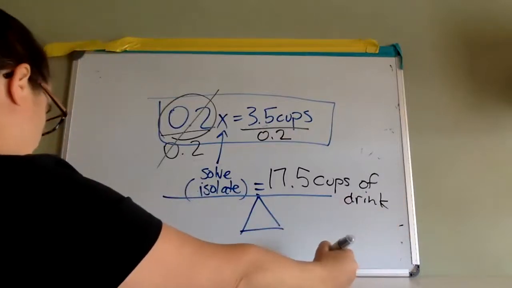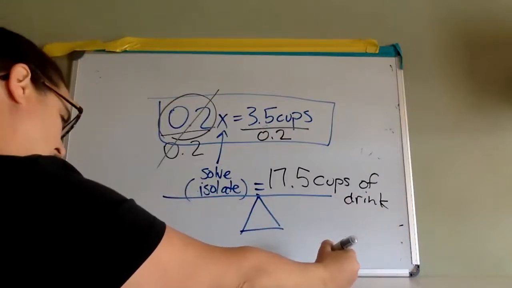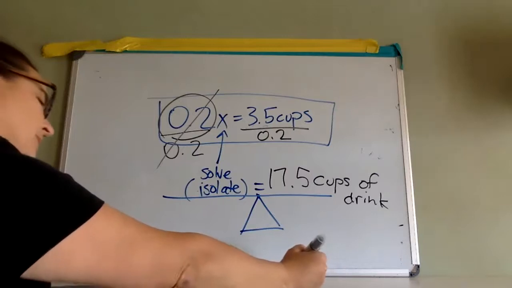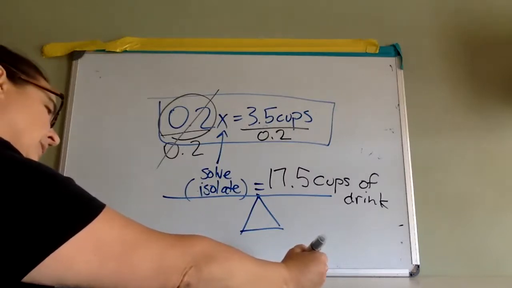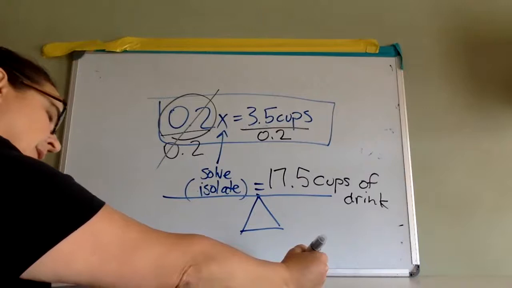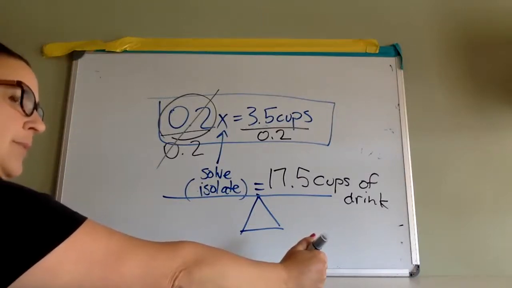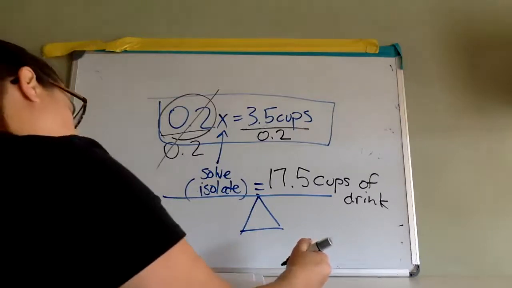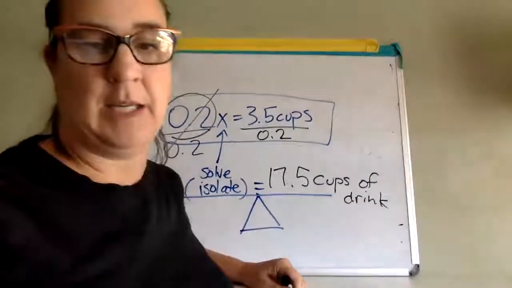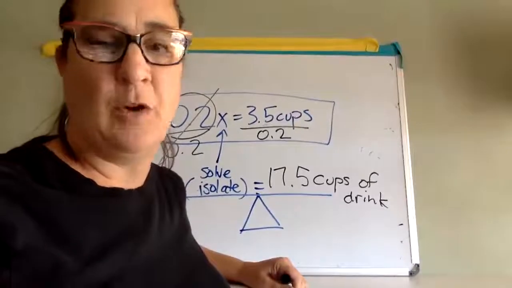So instead of using the 6.5 cups to make 8 quarts, she's going to use 3.5 cups to make 17.5 cups. And then the last question, C, how long is this? Oh, it went over. I have to stop.